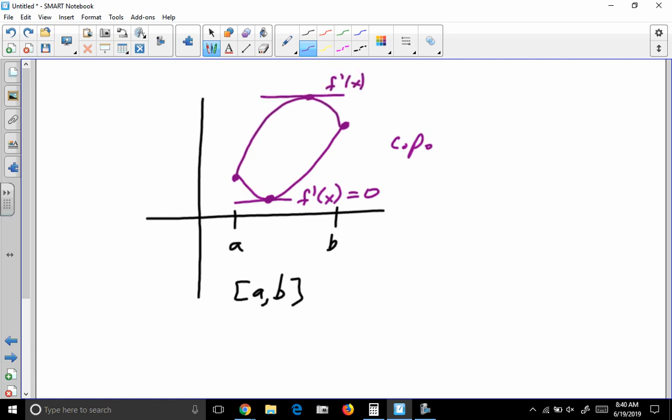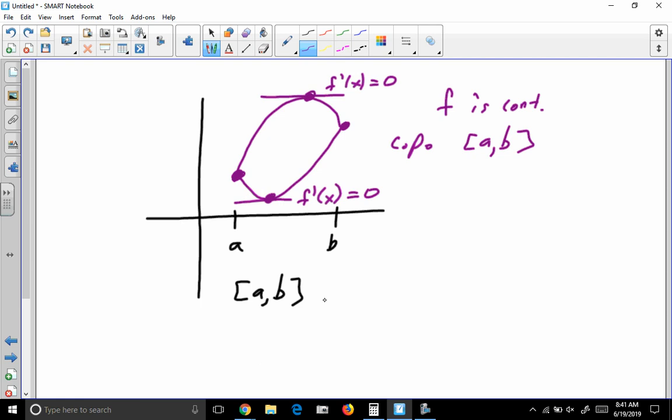Now, these are specifically for functions that are continuous on our interval. If we have a function that is not continuous on our interval, then there could be other things that happen. But if our function is continuous from A to B, then these things are true. The maximum occurs either at the left endpoint, the right endpoint, or at a critical point in between.